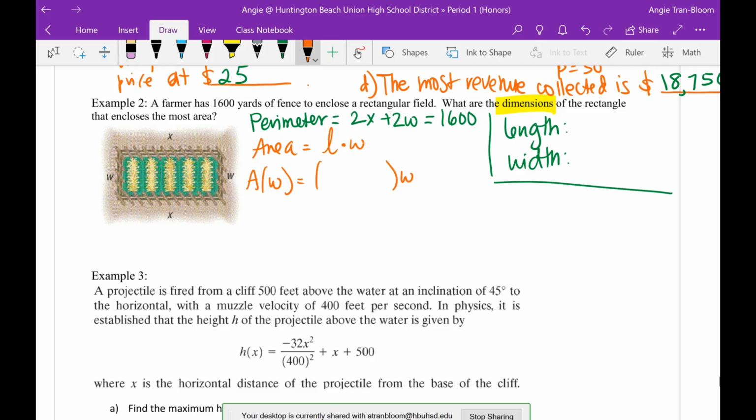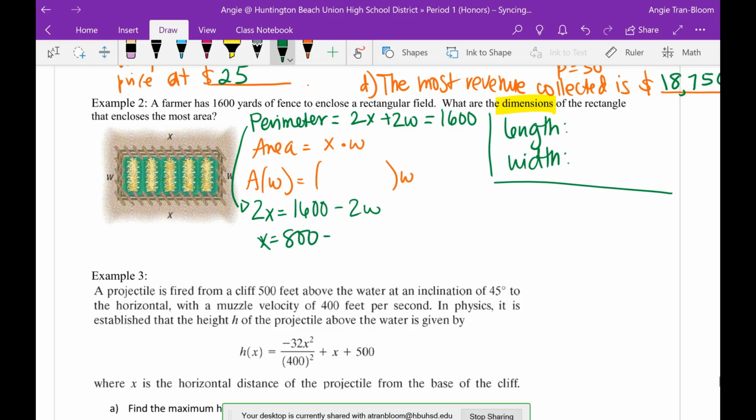Okay. Can I just use X because X is already there? Is that okay? My bad. So we're going to find X from our perimeter. Here we go. You're going to solve for X. So I would say 2X equals 1,600 minus 2W. Is that still okay? That means 1X is what? 800 minus W. And now, can I substitute that in here? 800 minus W.